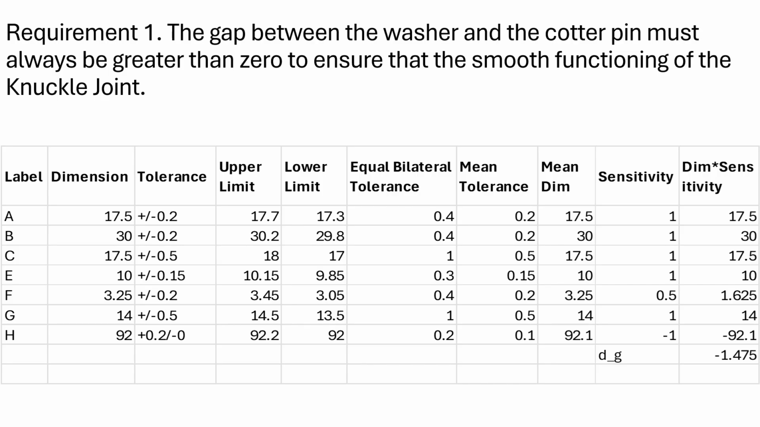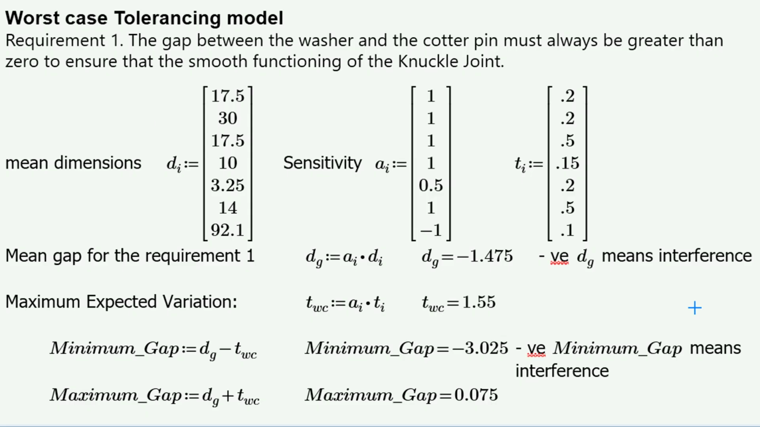Here if you calculate with this mean tolerance, what is its upper limit? 92.1 plus 0.1 is 92.2, and 92.1 minus 0.1 is 92. Okay, that is having a sensitivity factor in the negative direction. That's why this value. So overall the mean gap we are getting is minus 1.475. Let's see its meaning one by one in the next slide.